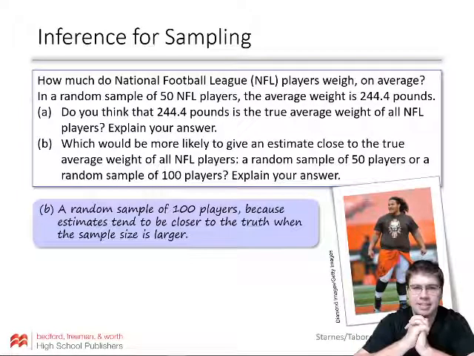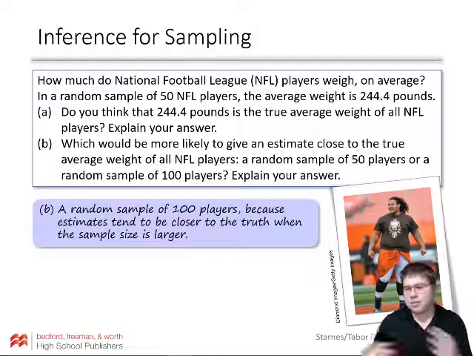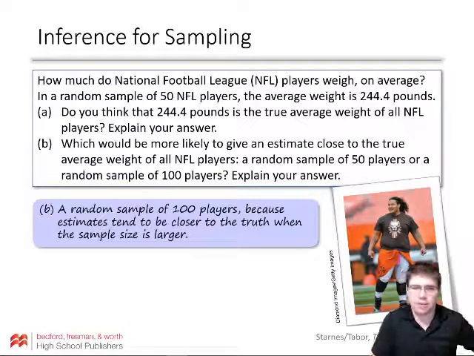Don't forget about sampling variability. If you repeated the same sample again, if you got 50 football players, you get one mean, and you get another random sample of 50 players, you get a slightly different mean. They'll both probably be pretty close to the population mean as long as that sample size is large.